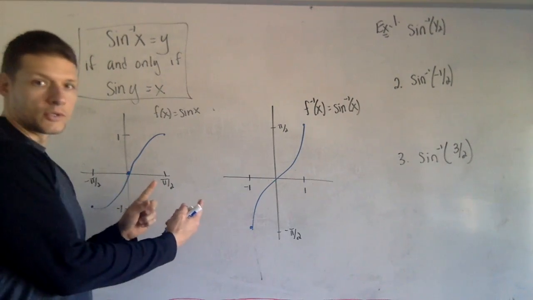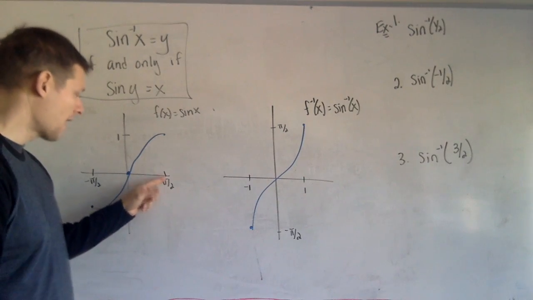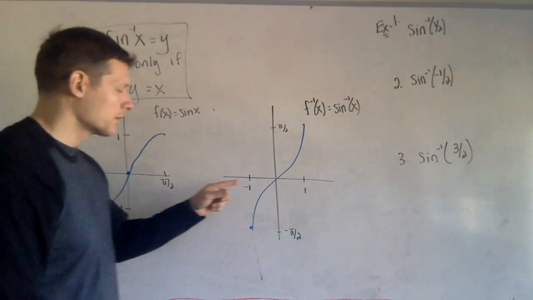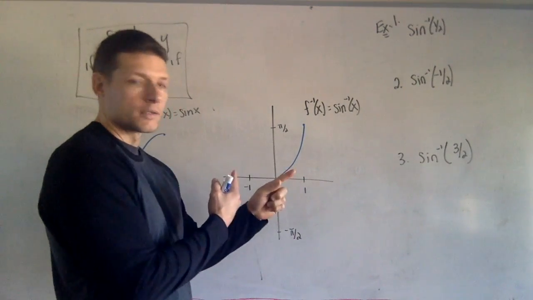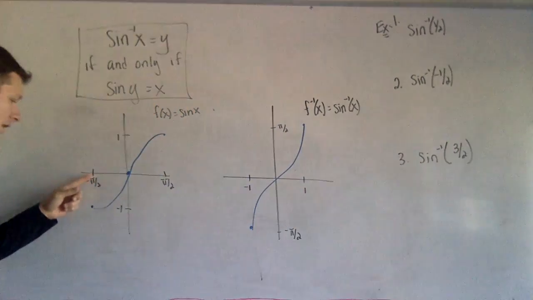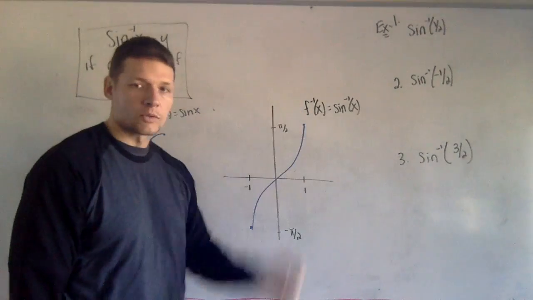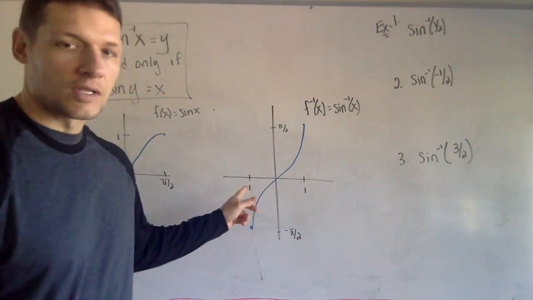So I interchange (0, 0). I still have (0, 0), so that's a point on this graph. Here I've got the point (pi over 2, 1). Well, here, interchange (pi over 2, 1) to (1, pi over 2). And if I interchange this point from (negative pi over 2, negative 1) to (negative 1, negative pi over 2), I've got this point. So our graph of the inverse function is here.